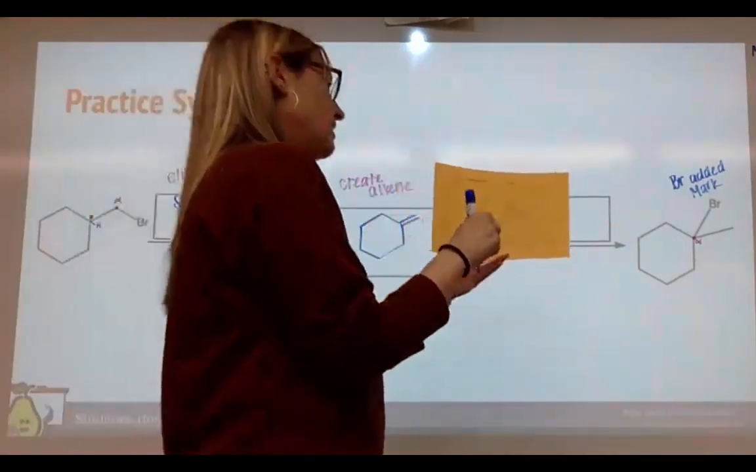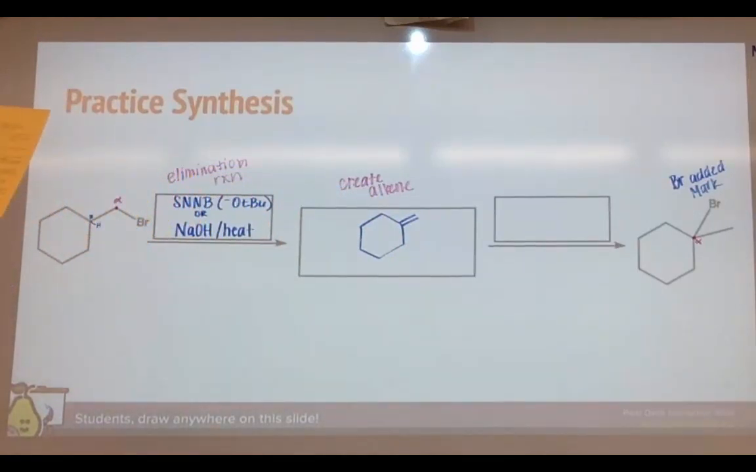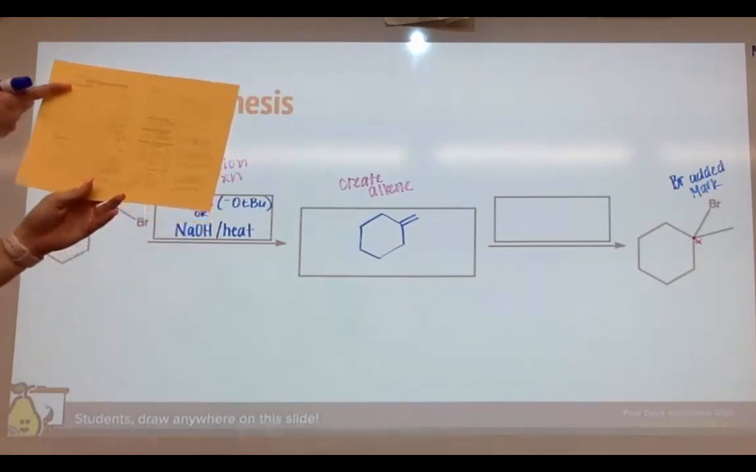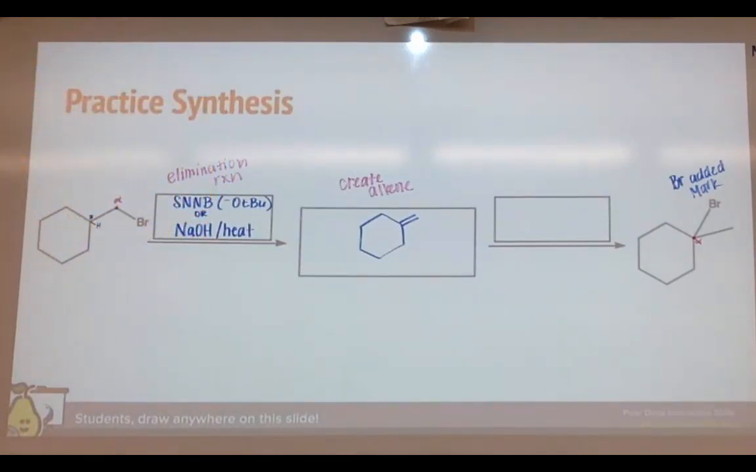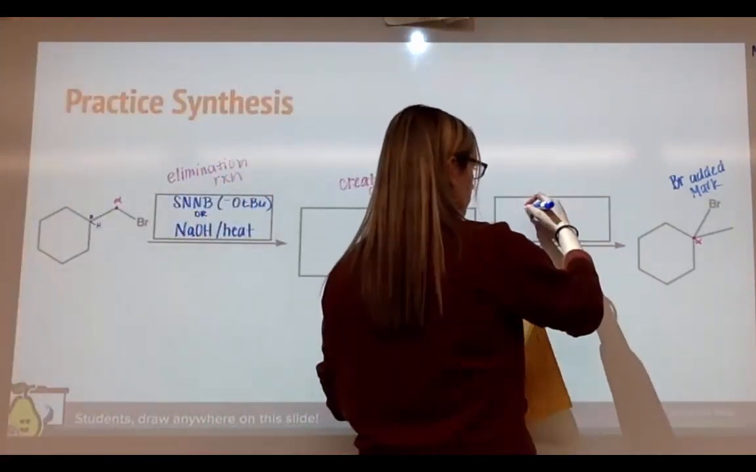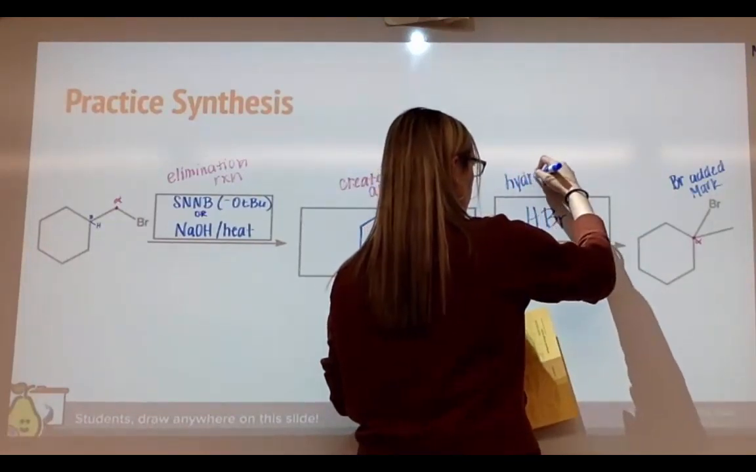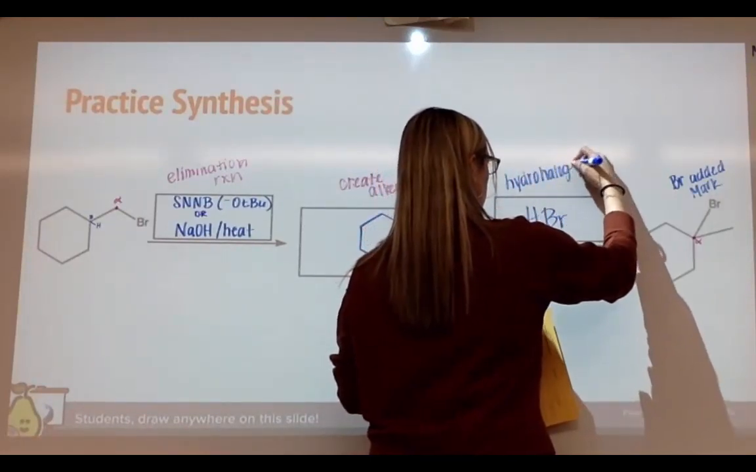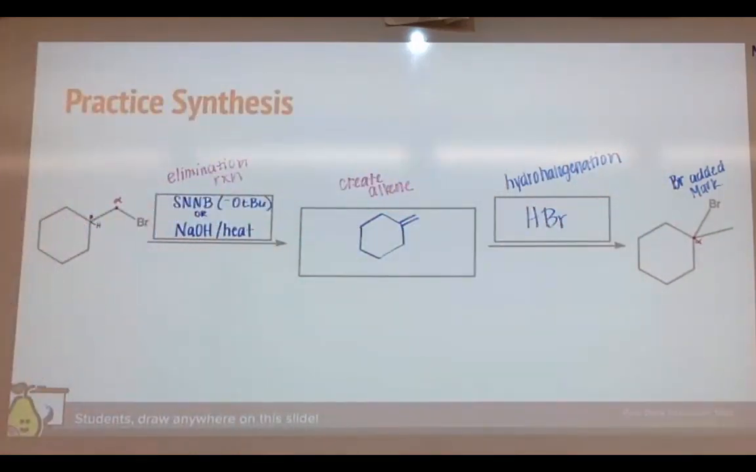So you're taking an alkene and you want to add to the more substituted side. That's just your electrophilic addition. Electrophilic addition is hydrohalogenation. So if I want to add Br, we're going to do HBr. All right, hydrohalogenation. So again, we're just combining what we've done with elimination.